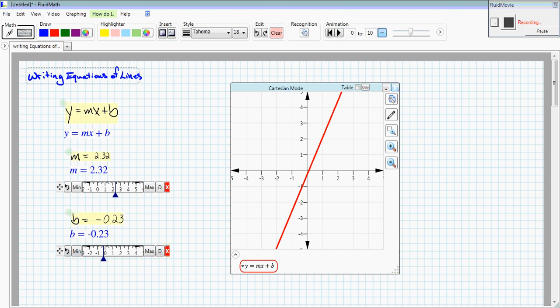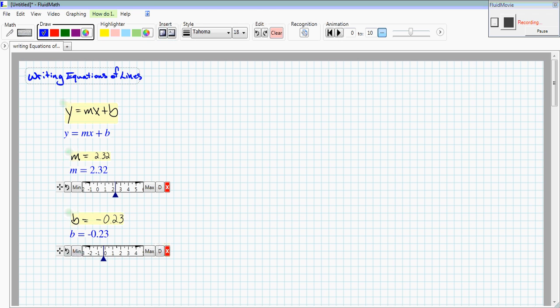Let's work an example. So let's say we wanted to write the equation of the line that passes through the points 3, -5, and -1, 9. Alright, we have to find the slope, and we have to find the y-intercept. The way we find the slope of a line given 2 points is the slope formula. The slope formula is m equals y2 minus y1 over x2 minus x1.